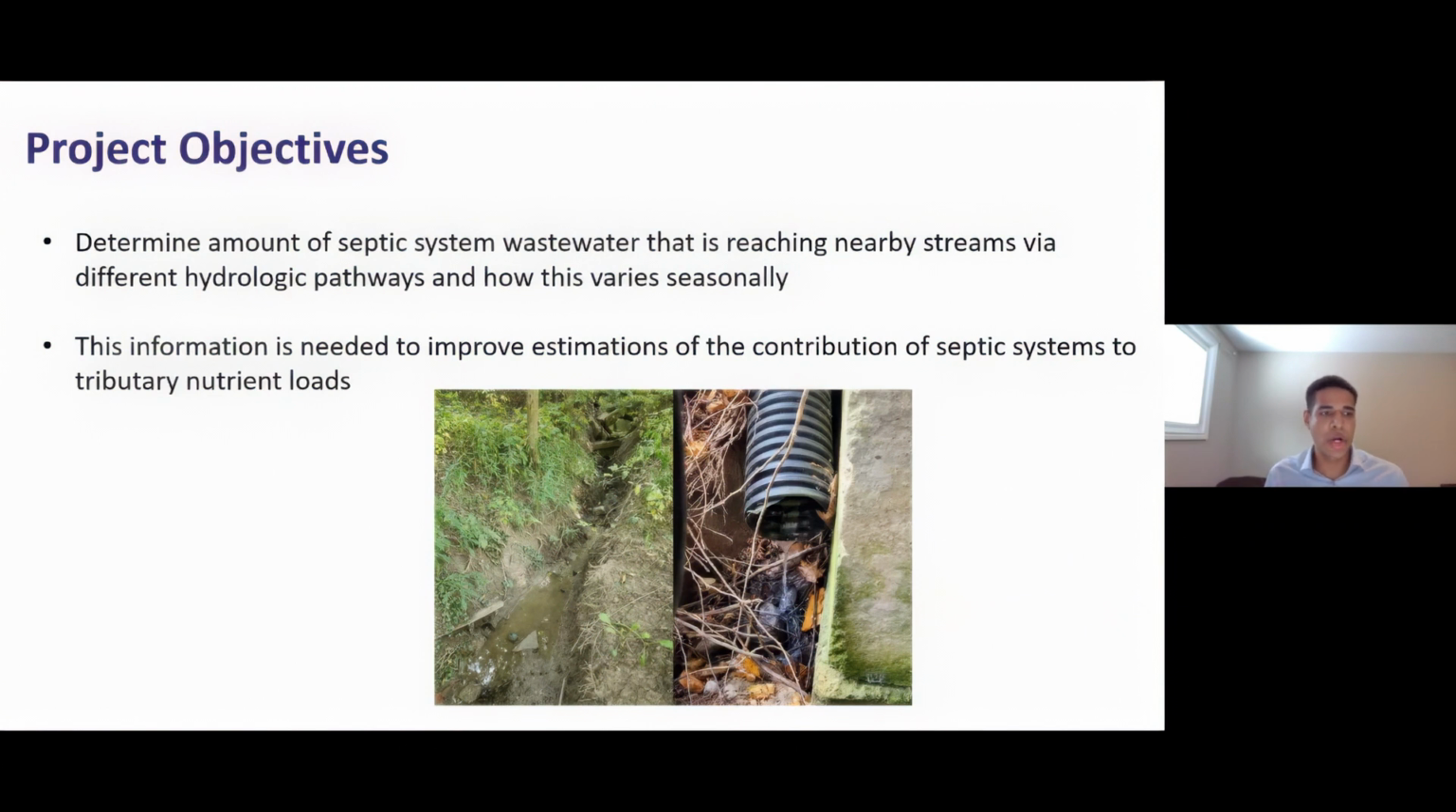So to go over the project objectives, firstly is to determine how the septic wastewater is actually reaching the streams and what kind of hydrologic pathways it's taking. And this can give a lot of insight into potentially how much or the amount of wastewater that is actually being input into the stream. And secondly is to determine the contribution of septic systems to nutrient loads within nearby streams.